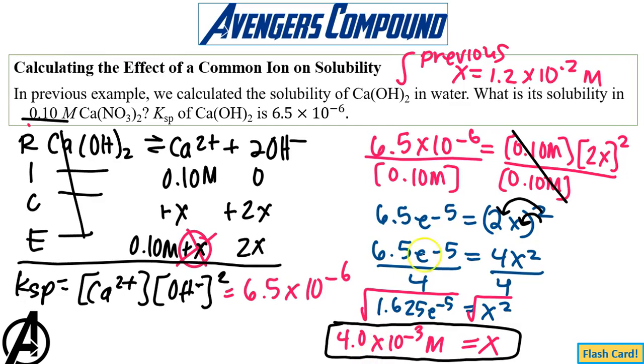Now, previously, our molar solubility was 1.2 times 10 to the negative 2. So as you can see, it did decrease. So that common ion did cause a decrease in our overall molar solubility, just by using our previous example and this one here.